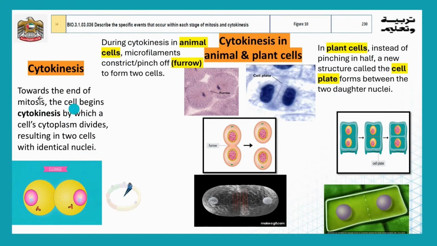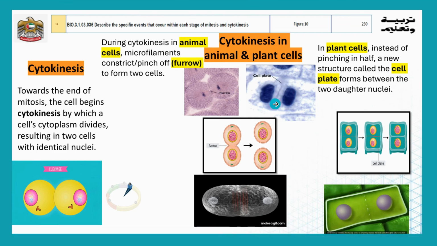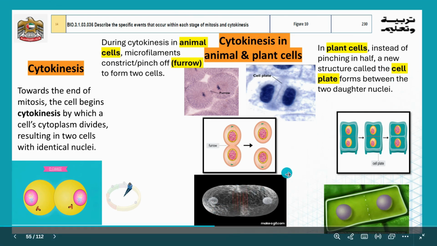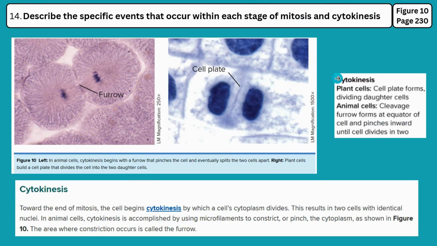Now we come to cytokinesis again. Towards the end of mitosis, the cell begins cytokinesis. The cell cytoplasm divides, resulting in two cells with identical nuclei. So this is again the same figure, plant cell with cell plate and animal cell with furrow.